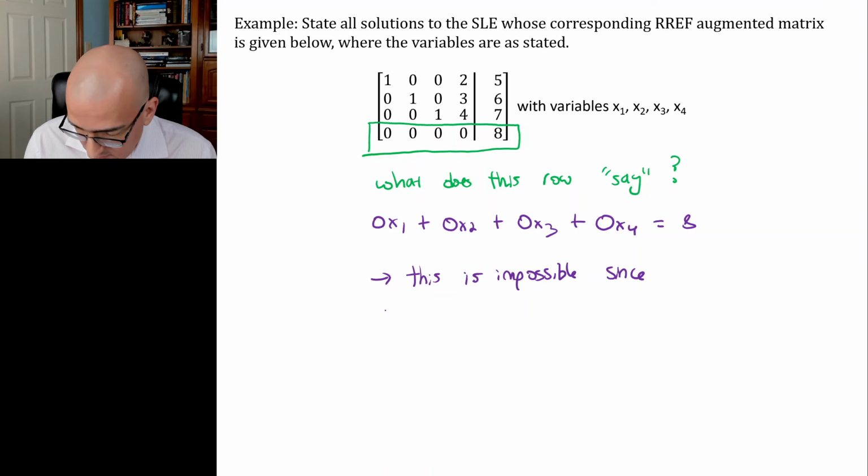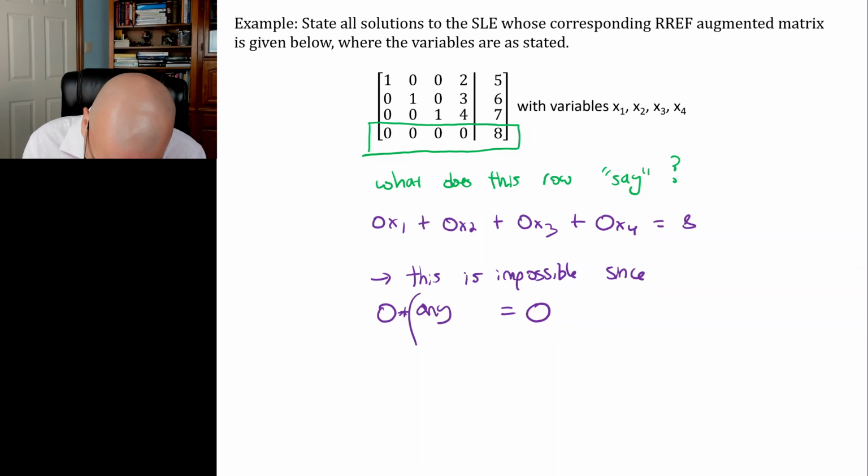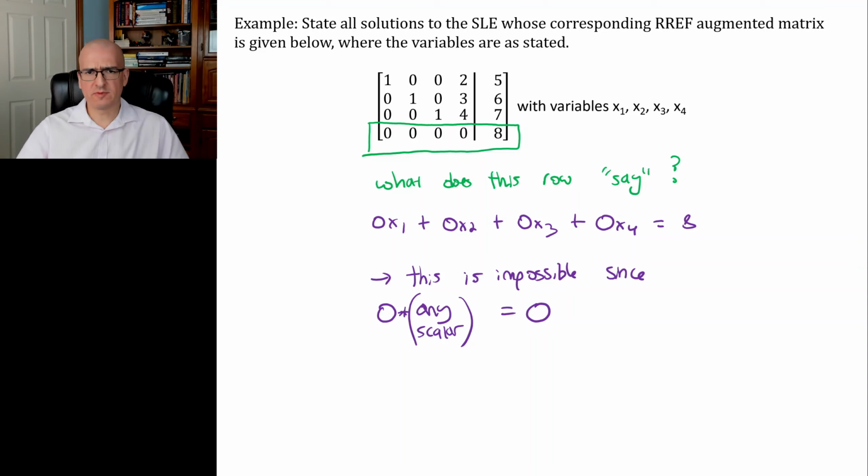Since 0 times anything is equal to 0. I should say any constant or any scalar. There's no need to put a little vector symbol above it because 0 times any vector is a 0 vector of the same size, but we're talking about scalars here, constants. 0 times 5 is 0, 0 times 7 is 0.